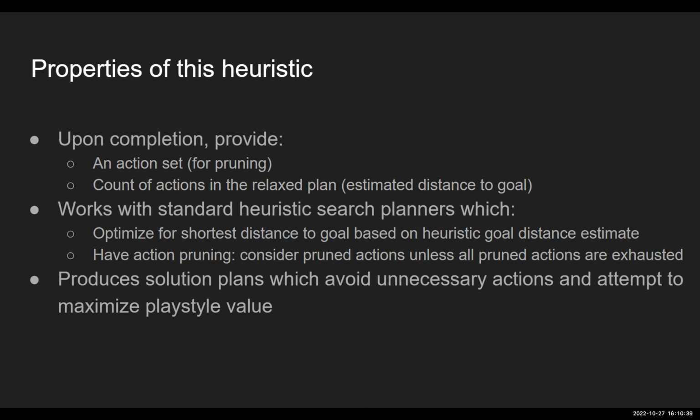But we also require the heuristic search planner to have action pruning, because what that does is it constrains the set of actions that the planner looks at for each step to only the actions that were in the relaxed plan. And this is entirely essential because the actions in the relaxed plan are the things that lead you to those high playstyle values. So if you don't consider those first, then it's just going to work as shortest path. Ultimately, this produces solution plans which avoid unnecessary actions and attempt to maximize playstyle value. All actions that are in the relaxed plan are there for a reason, but they are simply biased towards high playstyle actions.